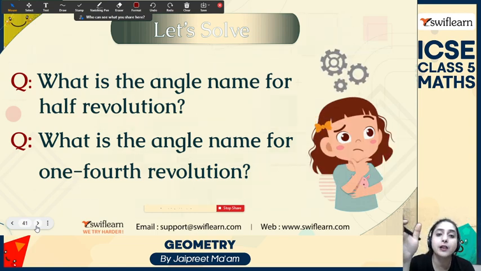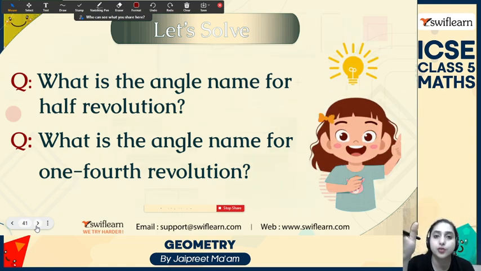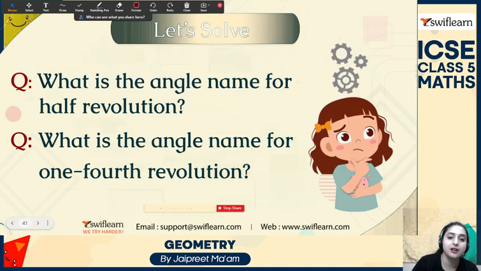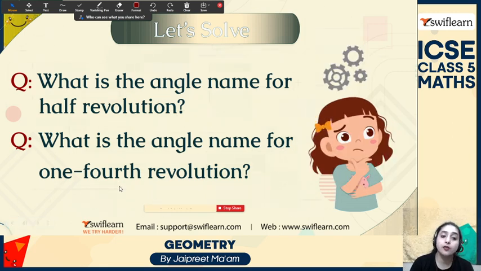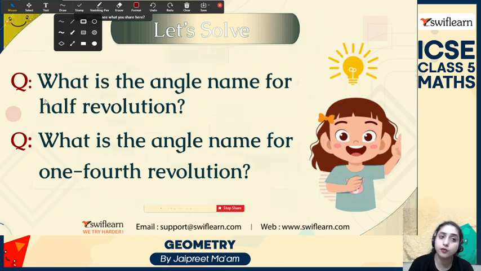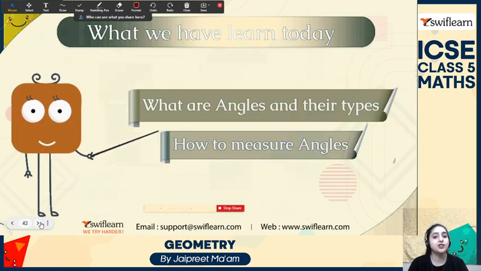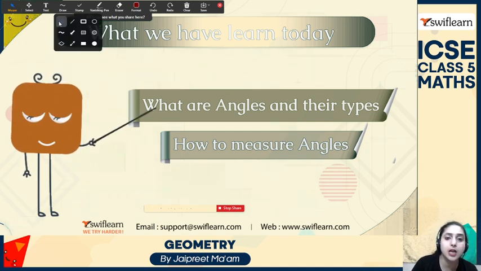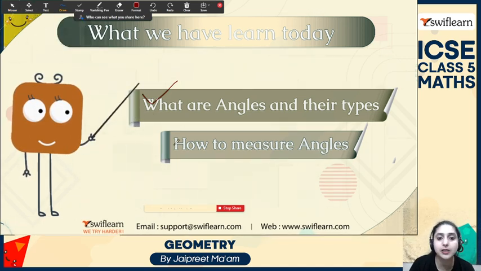What is the angle name for half revolution? So it's a straight angle. What is the angle name for 1/4 of the revolution? 1/4 means 90 degrees. So let's wind up and let's see what we have discussed today in the class. We have discussed what angles are and their types, and how to measure an angle.